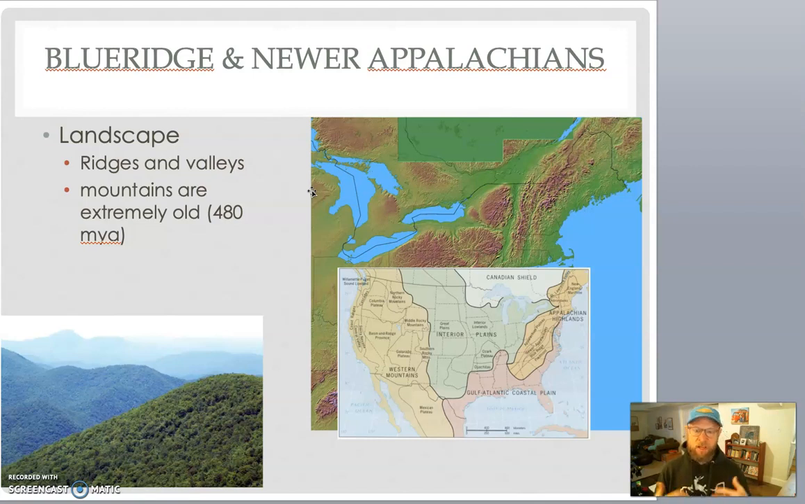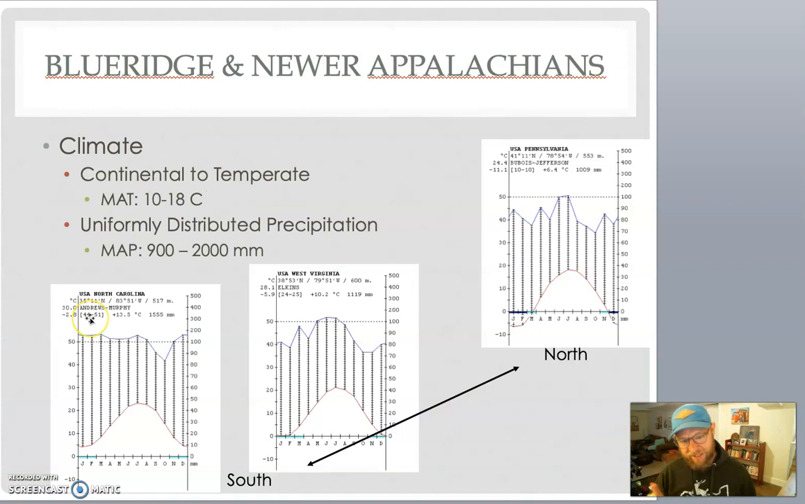And so because of that age, it's just had a lot more erosion. And so it's a much smoother kind of looking mountain range than what we have here in the Rockies. And it's also not as high. Highest elevation is, I think, just over 5,000 feet. Don't quote me on that because I can't remember offhand.